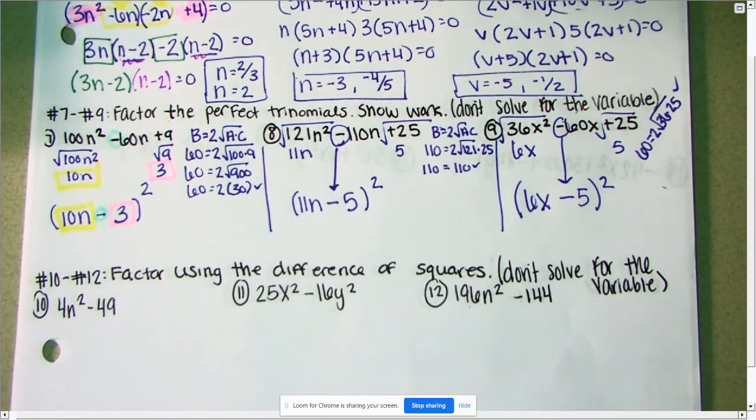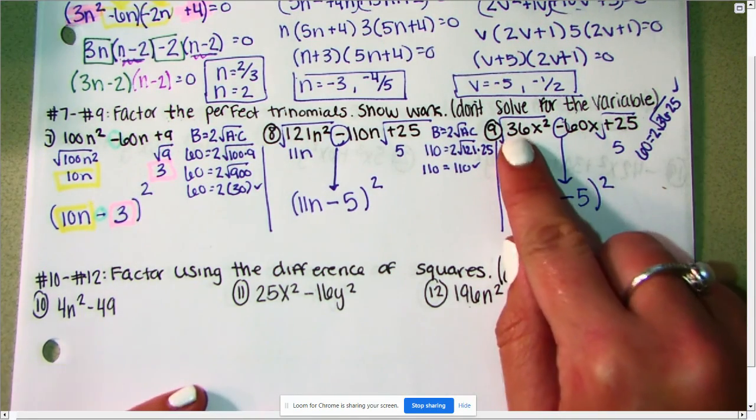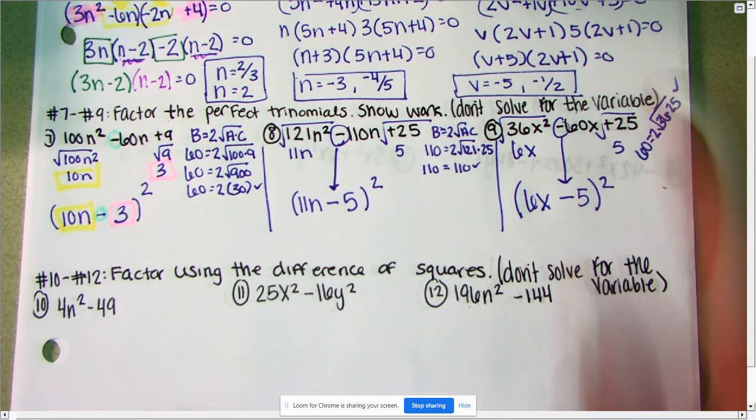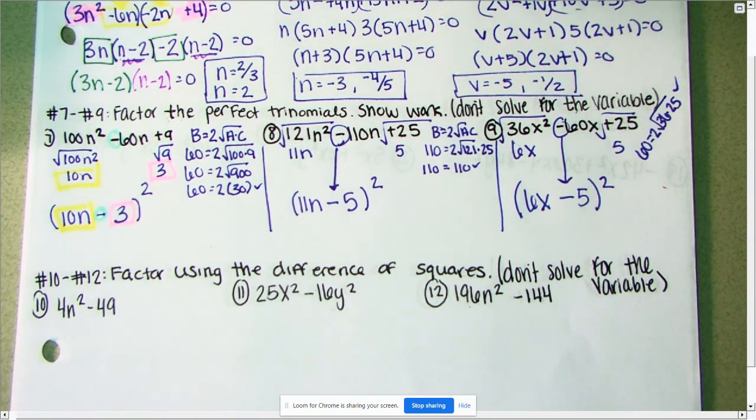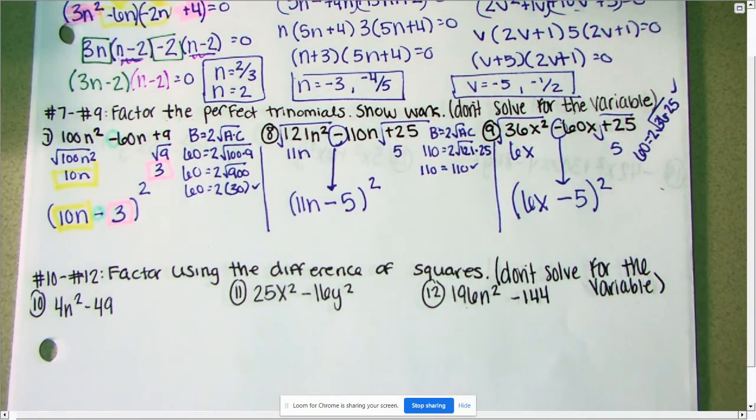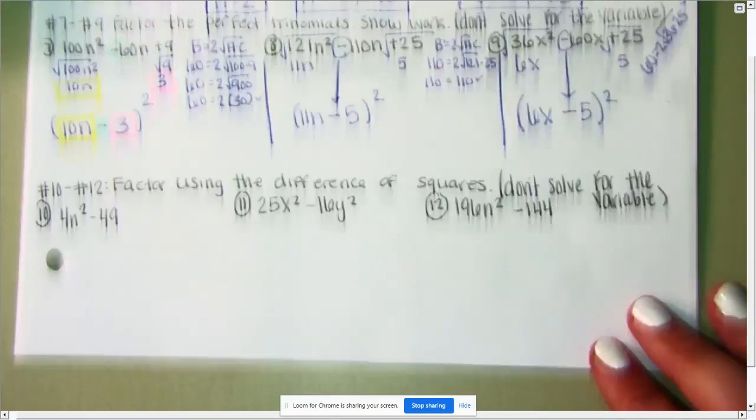Factor by grouping will work on perfect trinomials, but I want you to get in the habit of looking for perfect trinomials. The best hint to help you is that the A and C value will have to be perfect squares and positives. So that's the first trick. If you recognize your perfect squares, testing this method right here won't take you very long, and then you'll be done a lot faster. All right, we're going to do difference of squares.